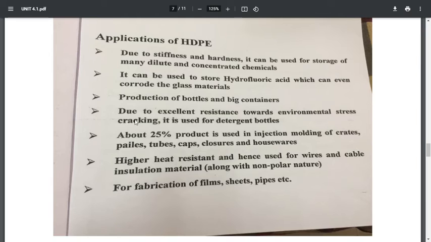Application of HDPE. Due to stiffness and hardness, it can be used for storage of many dilute and concentrated chemicals. It can be used to store hydrofluoric acid, which can even corrode glass materials. So you see, even glass can get corroded by hydrofluoric acid, but HDPE does not get corroded. Production of bottles and big containers. Due to excellent resistance towards environmental stress cracking, it is used for detergent bottles.